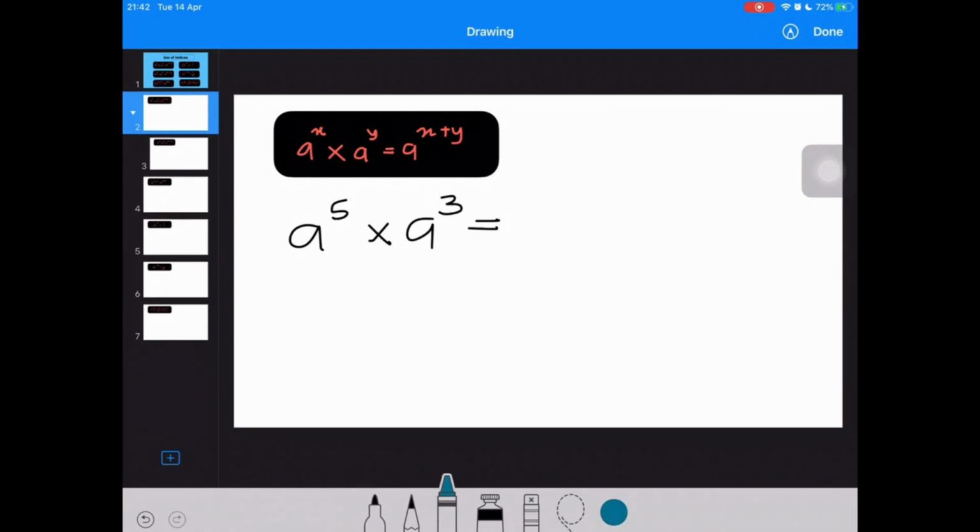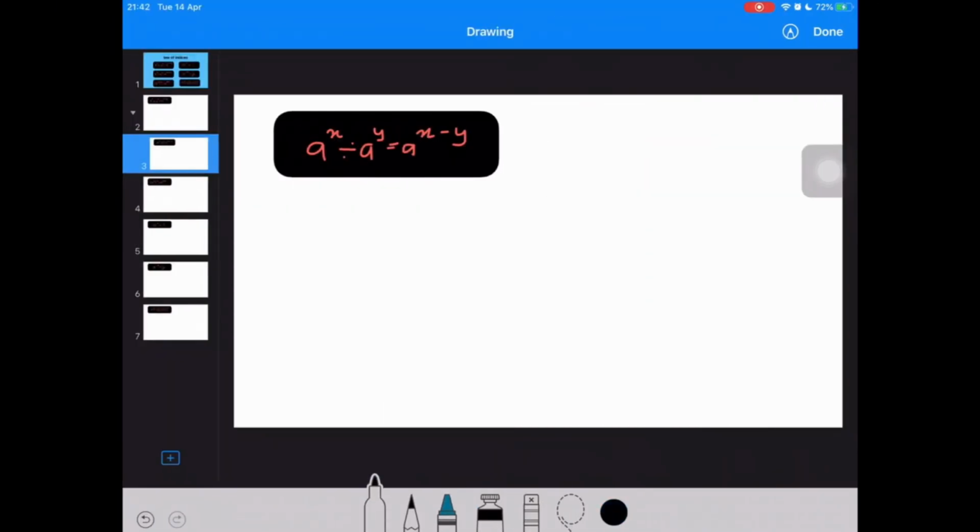Before you solve the question, you need to make sure that both of the bases are the same. If both of the bases are not the same, then you can't solve it. So a to the power of 5 plus 3 equals a to the power of 8. For the next one, a to the power of x divided by a to the power of y equals a to the power of x minus y. Let me give you another example.